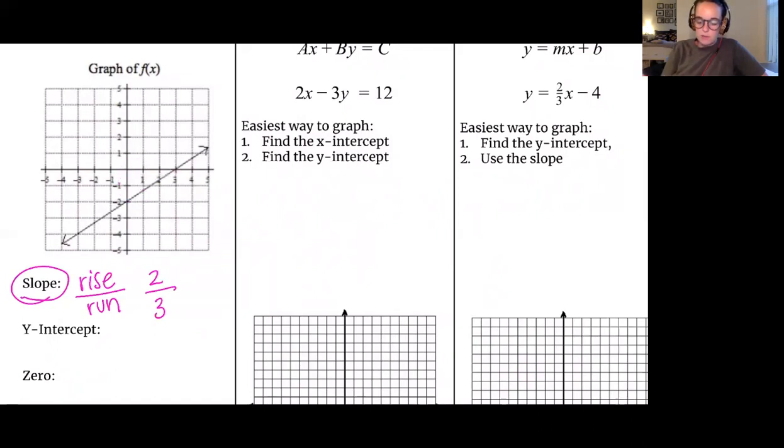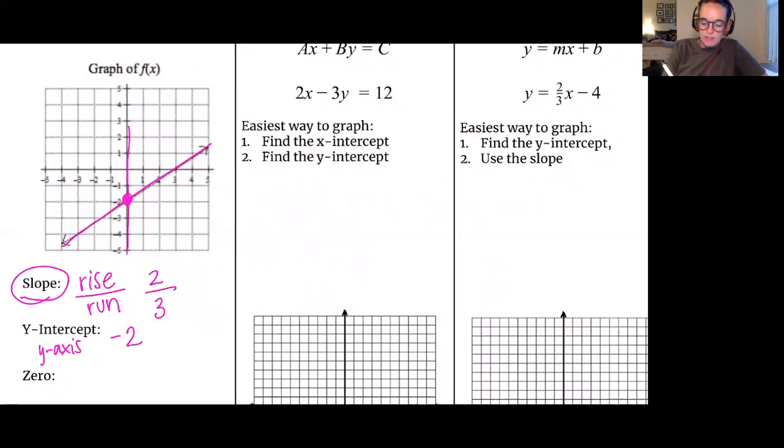When we're thinking about the y-intercept, we're thinking about where it touches the y-axis. Right, so here's the line here. Where does it cross the y-axis? Well, it crosses right here at -2. So we'd say the y-intercept is -2.